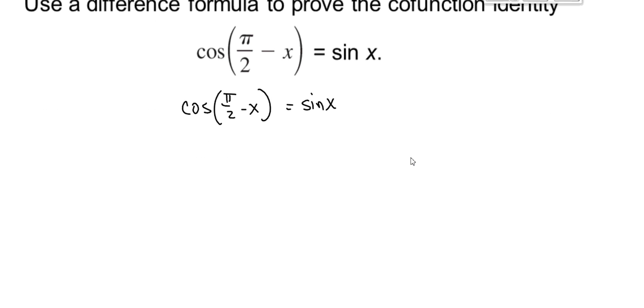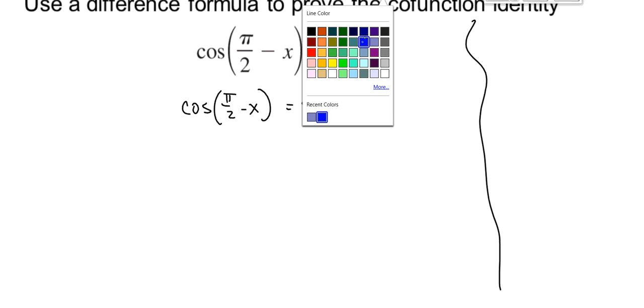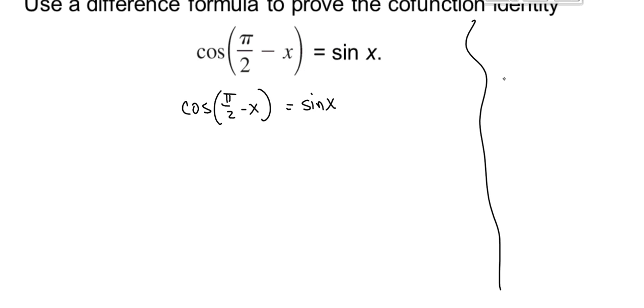So we're going to work with one side or the other. The side I'm going to work with is the left-hand side. And I'm going to remind myself that cosine of u minus v is cosine u cosine v plus sine u sine v. In this case, u is pi over 2 and v is x. We'll plug all that in and see what happens.